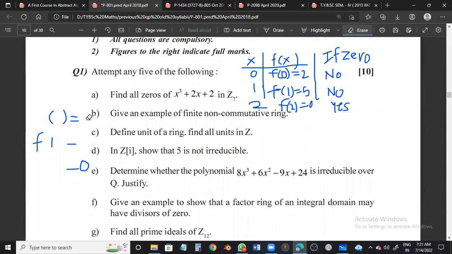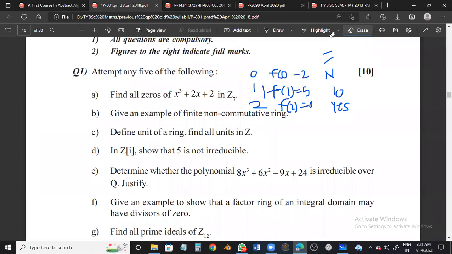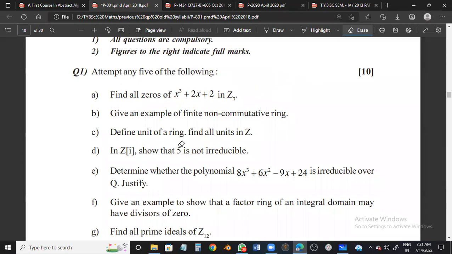All right. Now we will come to this particular B part later. Why, I'll tell you. Then C. Define unit of a ring. So I think the definition is quite known to you, and find all units in Z. So you know better what are the units in Z. Unit means invertible element with respect to multiplication. So you can write this. This answer is already with you.